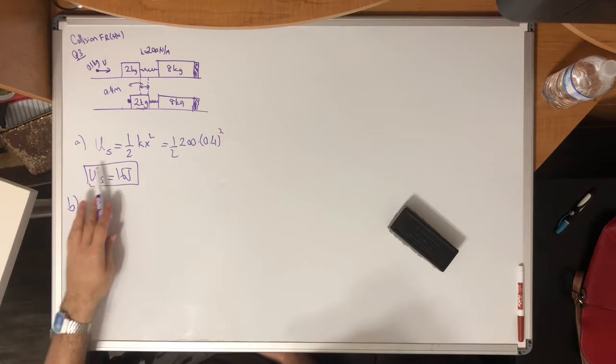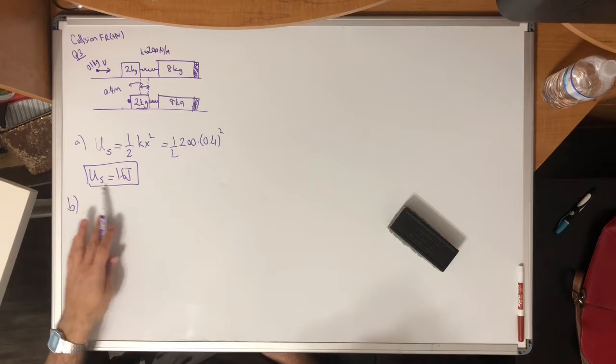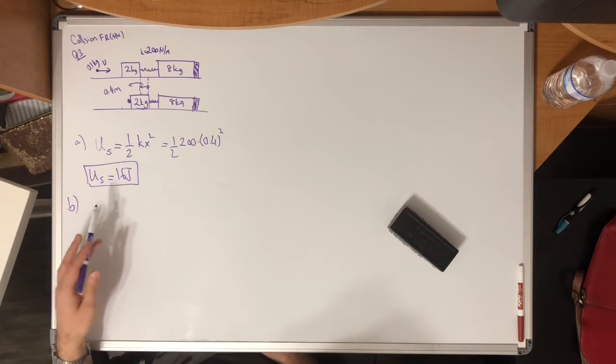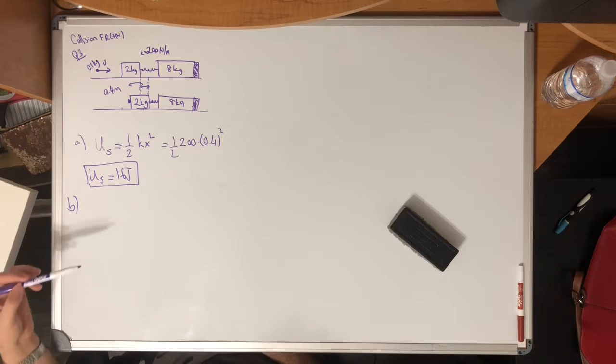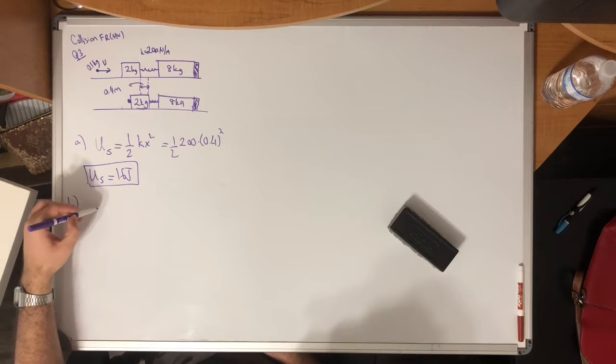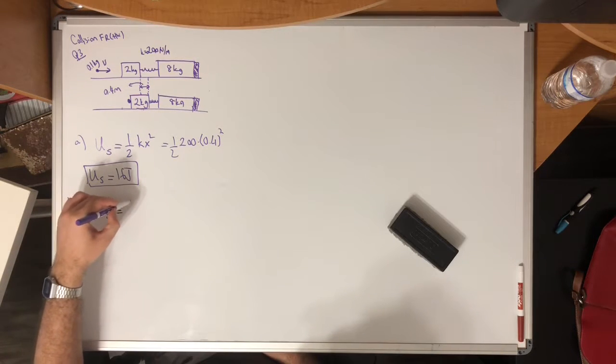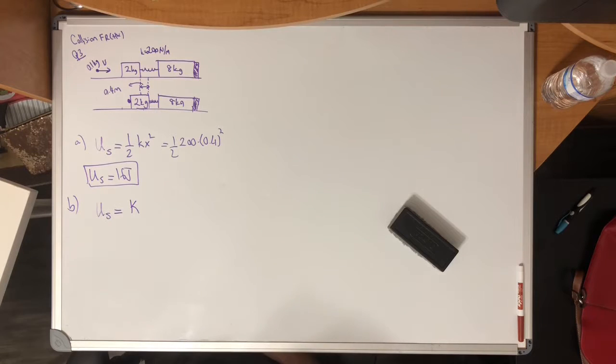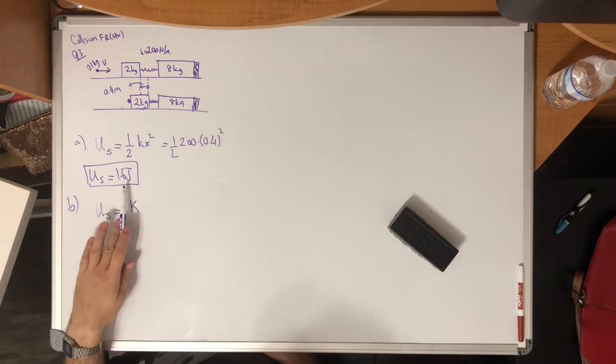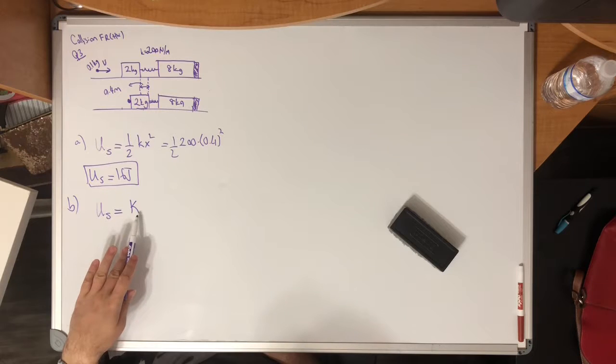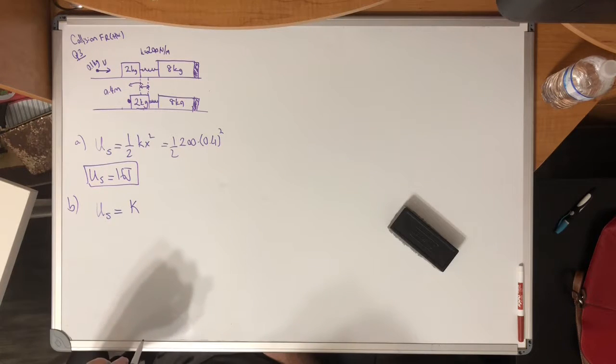So you basically store 16 joules of energy, and to be able to do this, you need to have 16 joules of kinetic energy. This Us must be equal to the kinetic energy of the clay and block system, because this energy didn't come from nowhere. It came from the movement, the kinetic energy of those two objects, and they stopped at the end. So all of that kinetic energy is converted to potential energy.